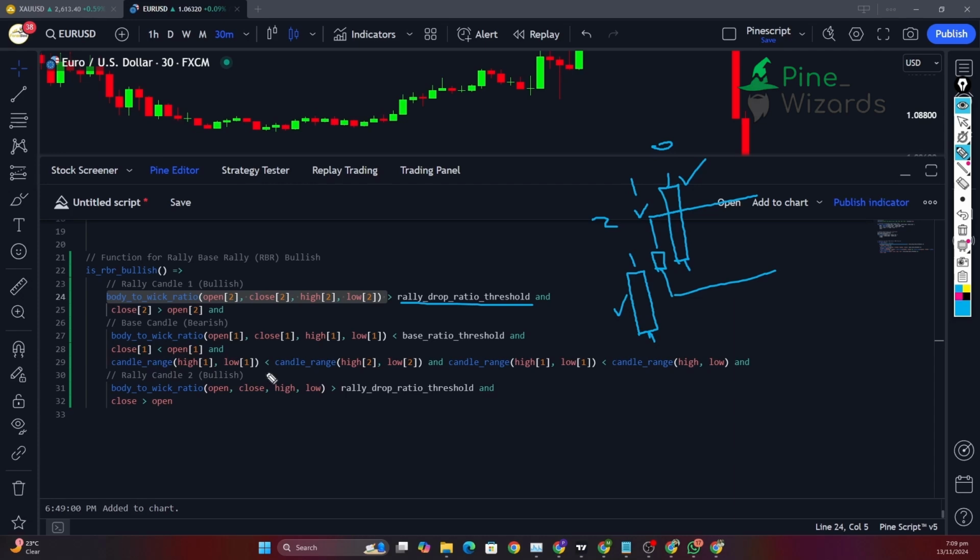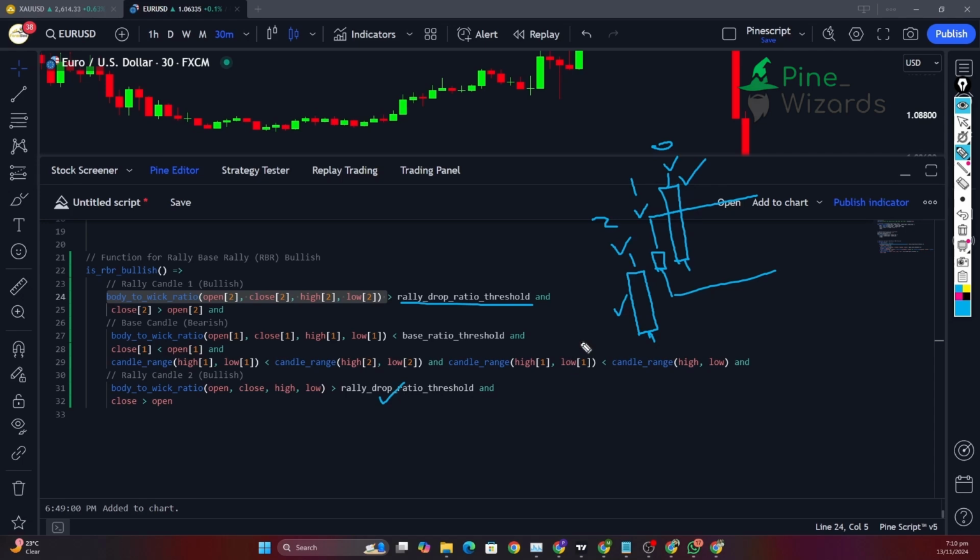Okay, and the body to candle range of this one candle, this candle's range should be less than this candle and this candle. So what we want is the base region candle's range should be less than the ranges of both rally candles in this rally base rally zone. And at last, we want the body to wick ratio of this latest candle to be again greater than the rally drop threshold. So the 0 candle should be a bullish candle, and its body to wick ratio should be again above 0.7, or 70% of the overall range of the candle.